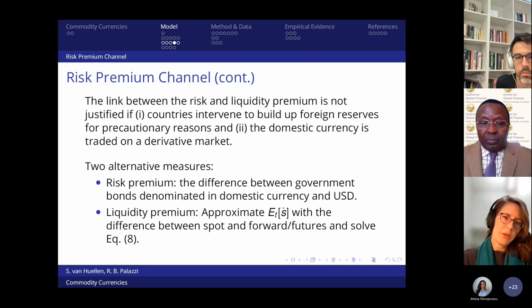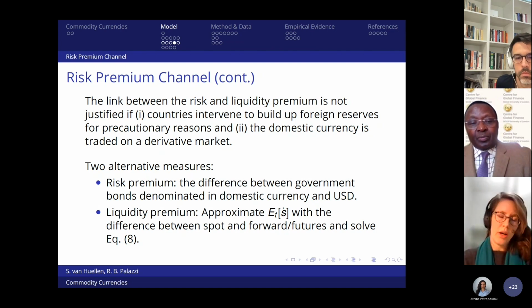If we have that, then we can also define the liquidity premium if we approximate the expected appreciation by the difference between the spot and the forward or futures price of the currency, and then just simply solve equation number 8, which was our uncovered interest parity with the 2 premiums attached to them.